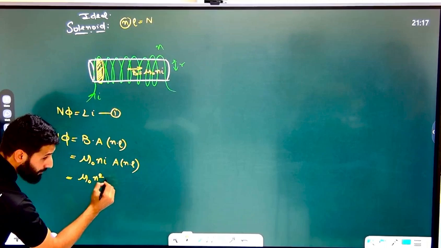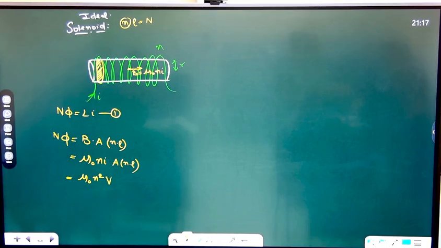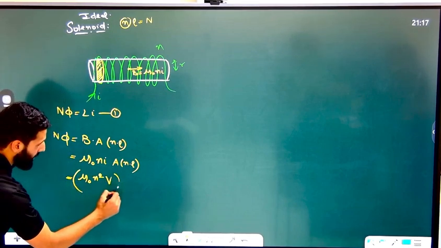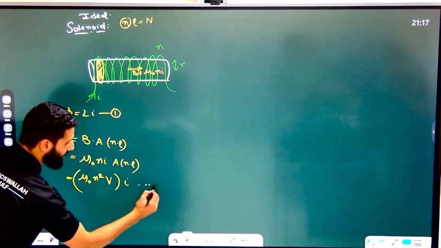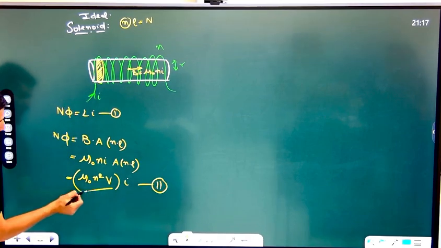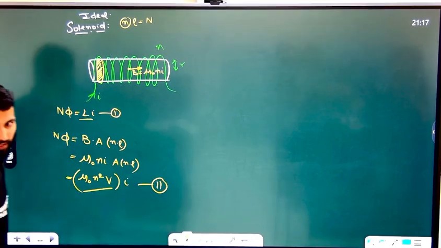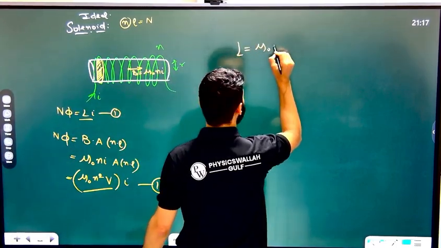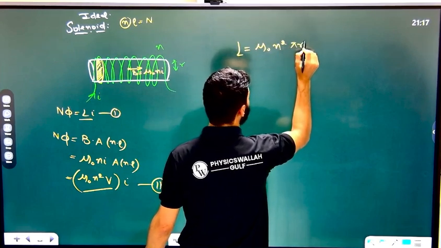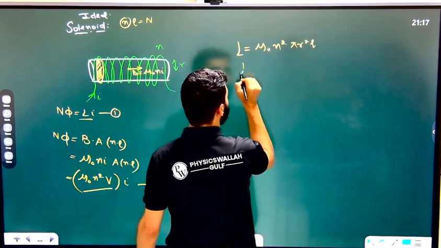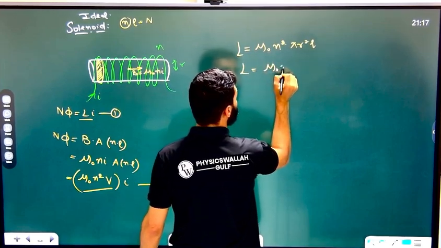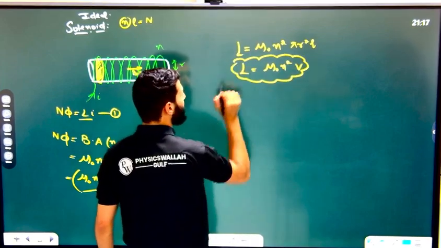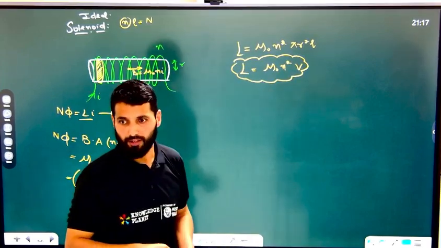A into L is volume, right? Pi r square L. Is it clear? Mu naught n square, A into L, multiplied into I. So this is my second equation. We compare them, and we get the self-inductance as mu naught n square V. So it is mu naught n square into pi r square into L, or to easily remember it, mu naught n square into V. So this is the self-inductance of an ideal solenoid.